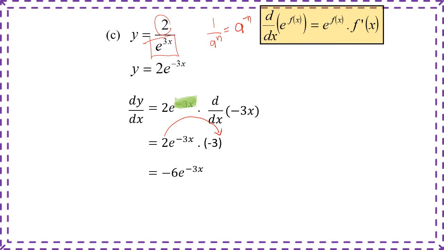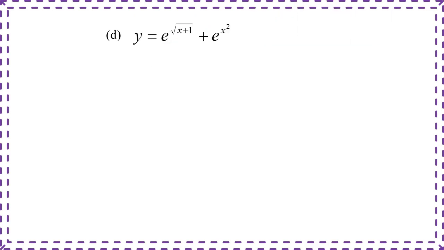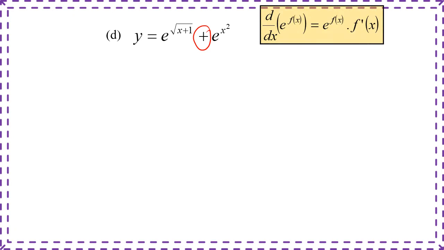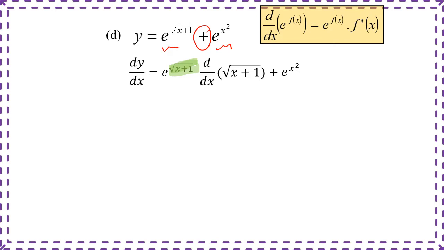Okay, for D, y equal to e to the power of square root of x plus 1, plus e to the power of x squared. So we have two e terms here, and they are combined by addition. So we can use the sum rule. So we can differentiate each of them separately. Okay, now to differentiate e to the power of square root of x plus 1, we just copy back everything, and then we need to differentiate square root of x plus 1.